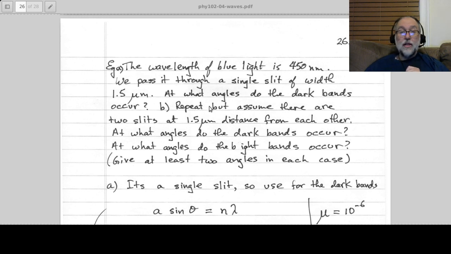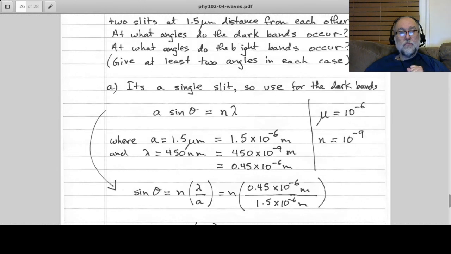So let's start off with part A. Part A is a single slit. So we're going to use the formula for the dark bands. For the single slit, you can only get the angles for the dark bands, and here it is. a is the width of the slit, 1.5 micrometers. Micro is a millionth, 10 to the minus 6. So 1.5 micrometers in MKS is 1.5 times 10 to the minus 6 meters.